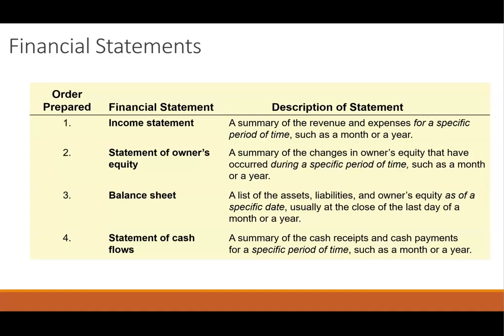Then the balance sheet is exactly like the accounting equation. Assets equal liabilities plus owner's equity. We need the statement of owner's equity so we know what the owner's equity is for the balance sheet. Then the statement of cash flow really just shows how we used our cash, what cash came in and what cash went out.